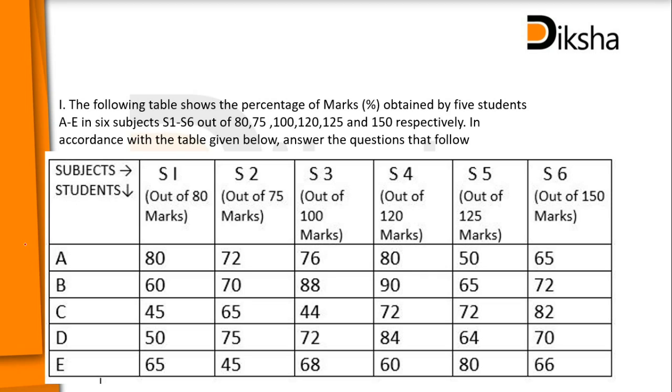And the most important aspect is that different subjects have different total marks. For example, for S1 the total mark is 80, but for S2 the total mark is 75, and S3 is 100. So different subjects have different total marks. Also, they have given the percentage of marks. That means this 80, 72, 76 is the percentage of marks, not the exact marks. You will be clear on those when we discuss the questions one by one.